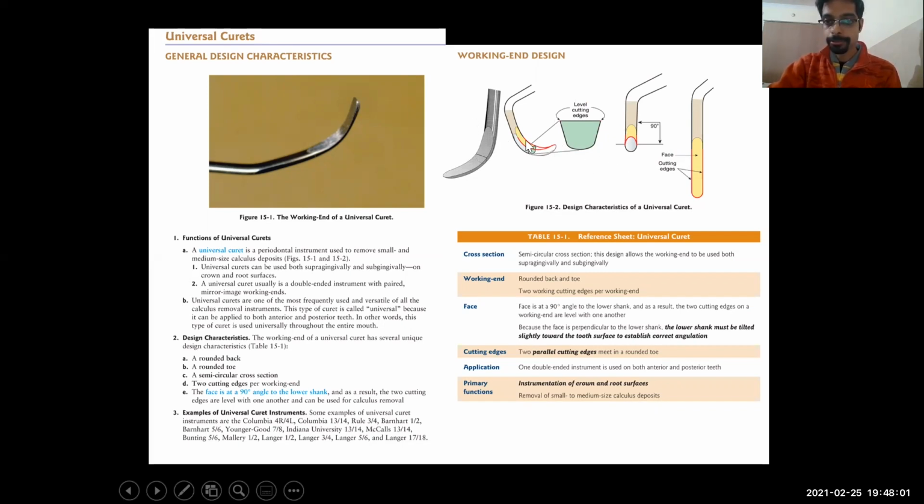And again, the face of the instrument is perpendicular to the lower shank. This is the face of the instrument, which is perpendicular to the lower shank. So these are the design characteristics of the universal curette. Now, what are the numbers of the universal curette? Columbia 4R4L and 2R2L are the most common universal curettes which are used.